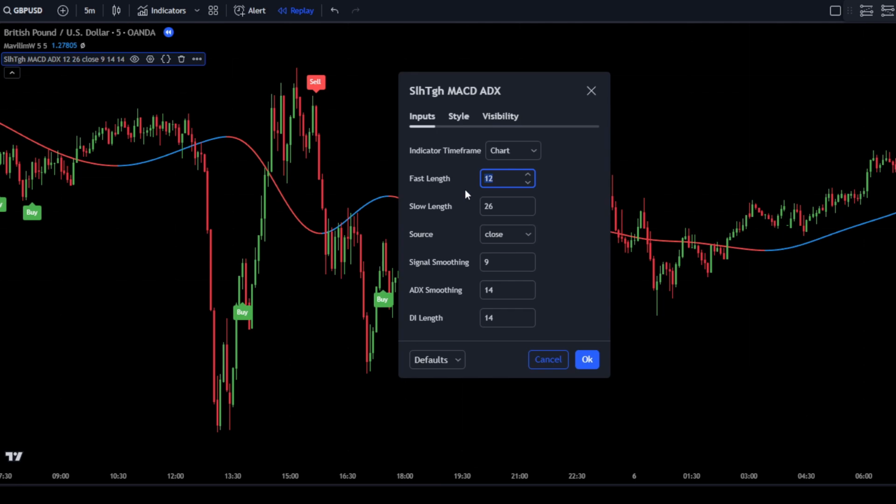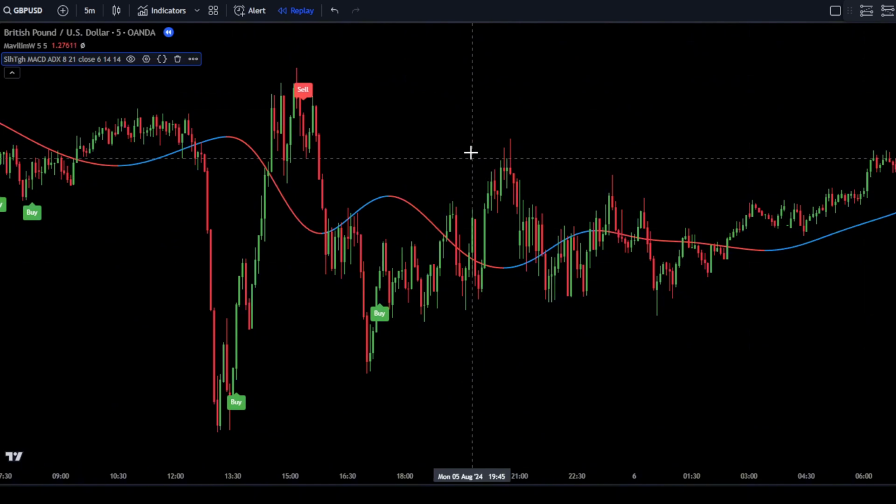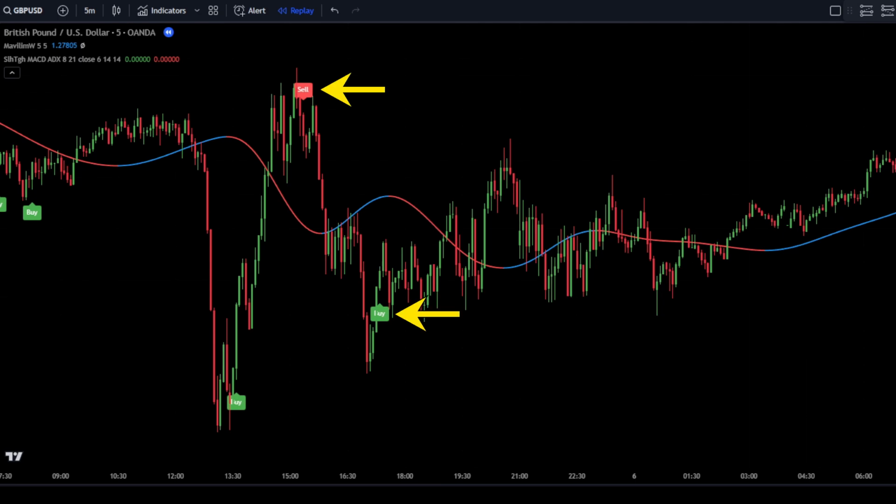In the Input tab, change the fast length number to 8. Then, also change the slow length number to 21. Finally, change the signal smoothing number to 6. Once done, simply click OK to confirm the changes. This MACD ADX indicator will be used as a guide for placing buy and sell orders in the market. You just need to follow the signals shown by the indicator.